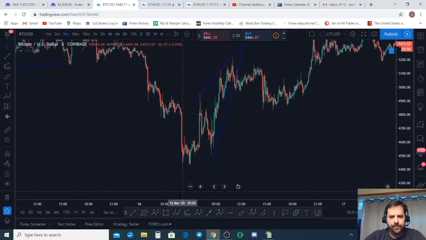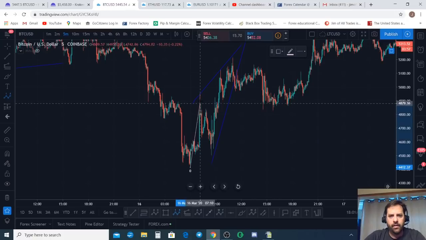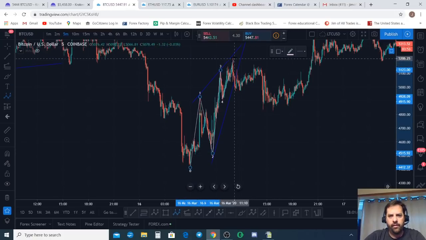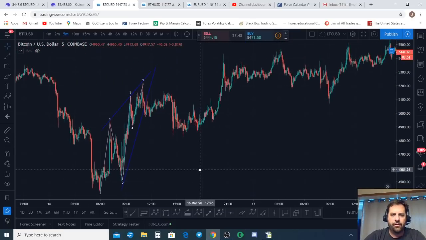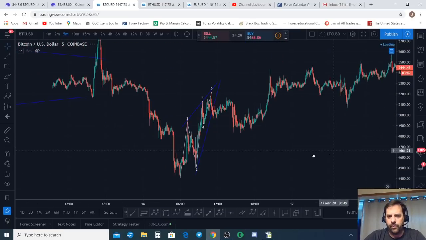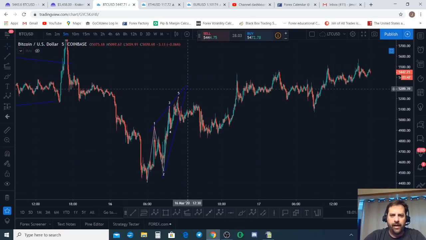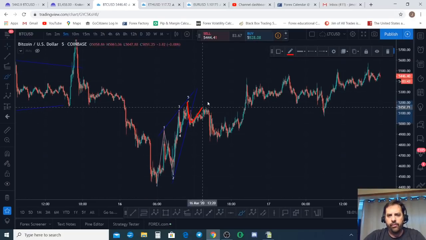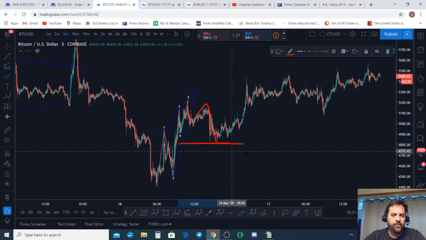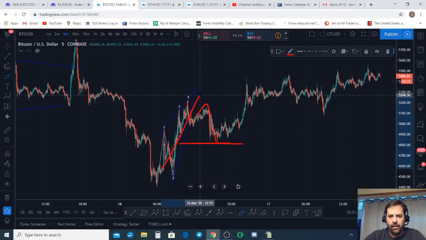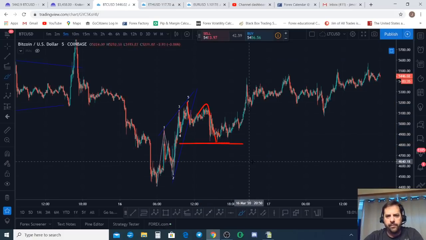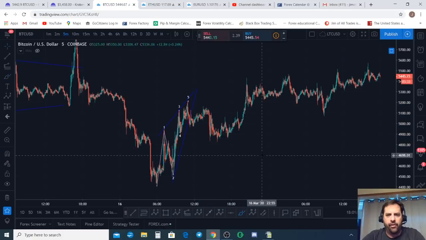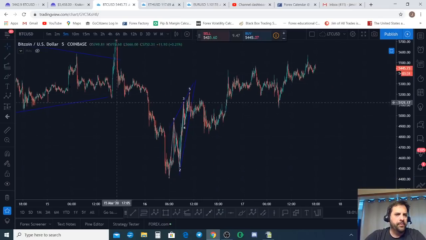1, 2, 3, 4, 5. So that could be a leading diagonal, a wave or a 1 wave. Following that, we got a 3 wave move out of that, and it did come to about 50%. So really, that's a decent wave. This could be a 1 and a 2. And now we're in the middle of making a 3rd wave or a C wave.